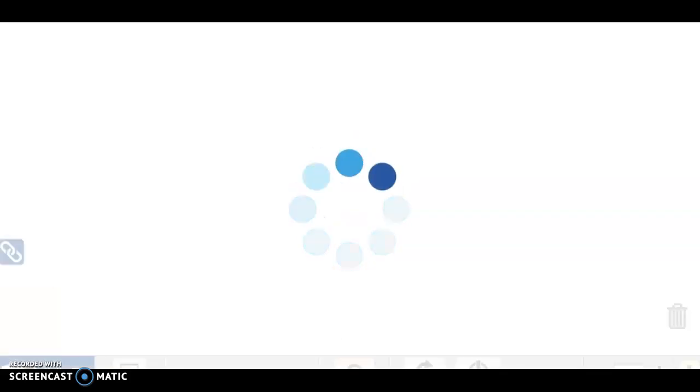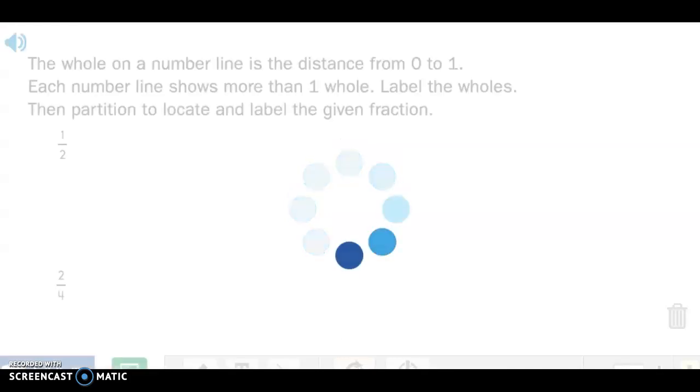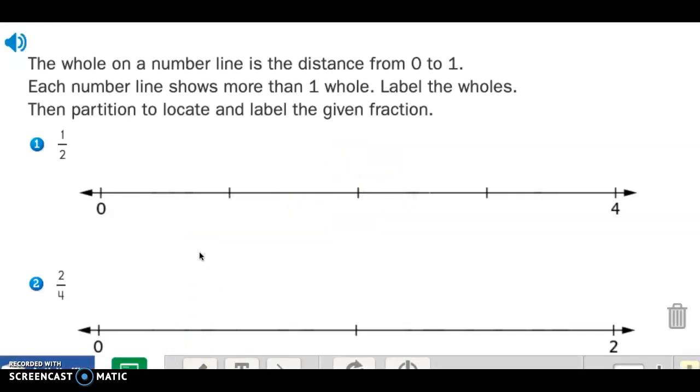Okay, so if you are back, that means you completed number 3. Now we're going to look at this one. The whole on a number line is the distance from 0 to 1. Oh, look at this number line. Each number line shows more than one whole. Label the wholes, then partition. Remember, partition sounds like part. Break it into parts to locate and label the given fraction.